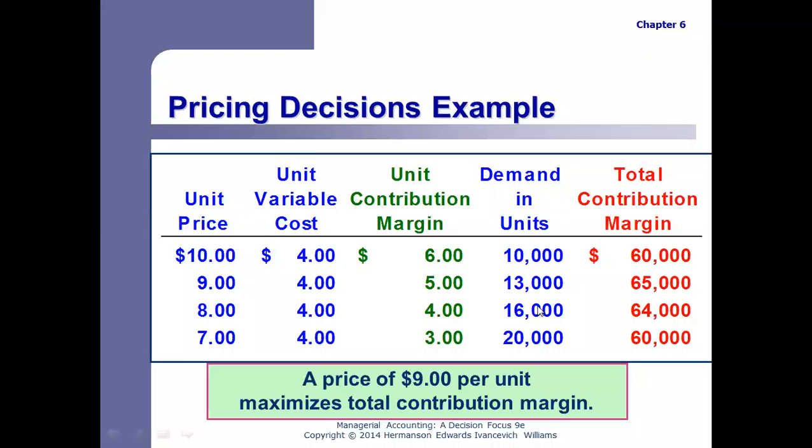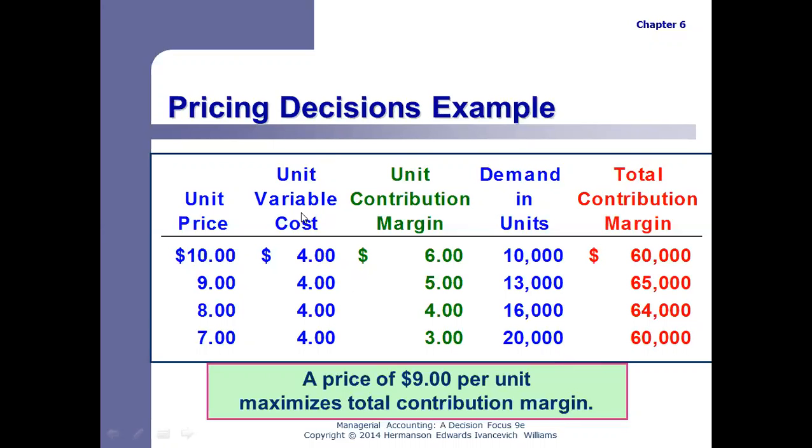So we do that for each sales price to get the total contribution margin, and we choose the alternative that gives us the highest total contribution margin, which in this case is the $9 selling price. Again, how they get these numbers for demand based on different prices is beyond the scope of this course, because that's a marketing thing, and you learned or will learn that process when you get into the marketing class in the MBA program. Okay, so that's a pricing decision.